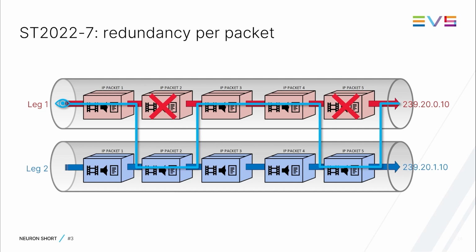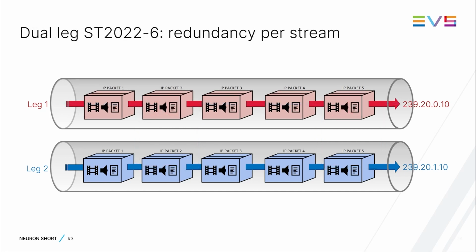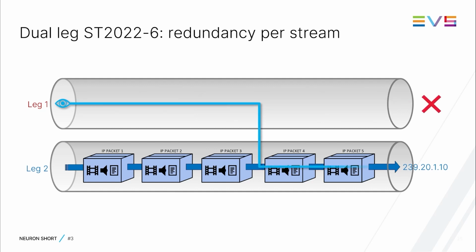When a card is DAS6, it can still receive 2 identical streams, but only choose to read the backup stream when the stream in the first leg is completely gone. It does not switch per packet.